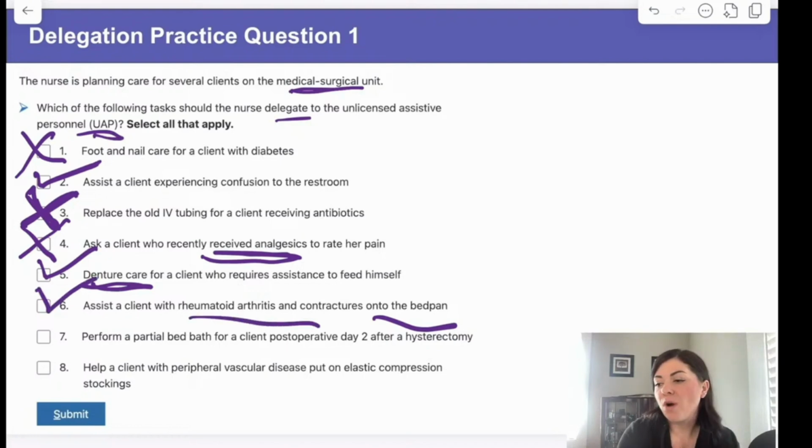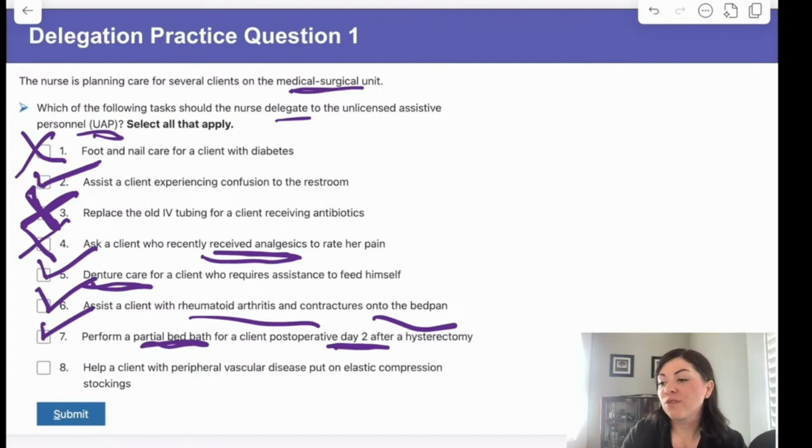And then perform a partial bed bath for a client post-operative day 2 after a hysterectomy. Once again, partial bed bath is a routine task, and this client is 2 days out from surgery, so they should be stable. And then lastly, help a client with peripheral vascular disease put on elastic compression stockings. What do we think about option 8? Do we like option 8?